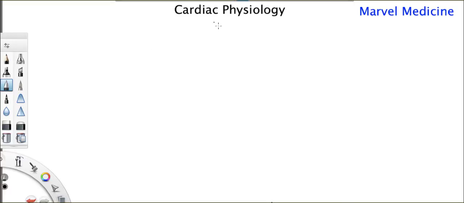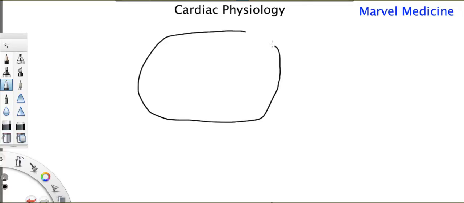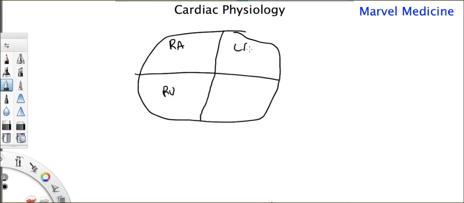So the first thing, again, this is cardiac. So let's just draw a quick picture of the heart, okay? And I'm just going to draw it like this for now, just so that we can learn better this way, okay? So we can draw it. Now, we have our right atrium, right ventricle, left atrium, left ventricle, right? Okay, now let's go over some anatomy.